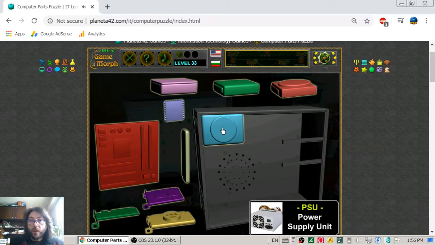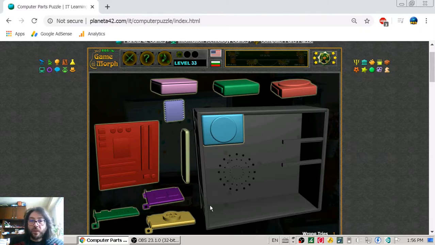Now let's talk about the position of the PSU. Back in the days, maybe until 2018, the power supply units were situated at the top of the computer case. But lately we can see that a lot of the power supply units are situated down here in the bottom side of the case.